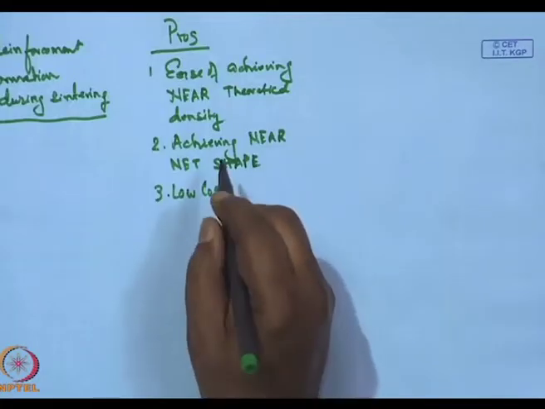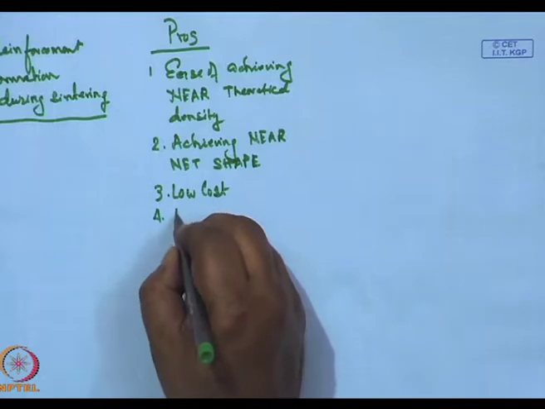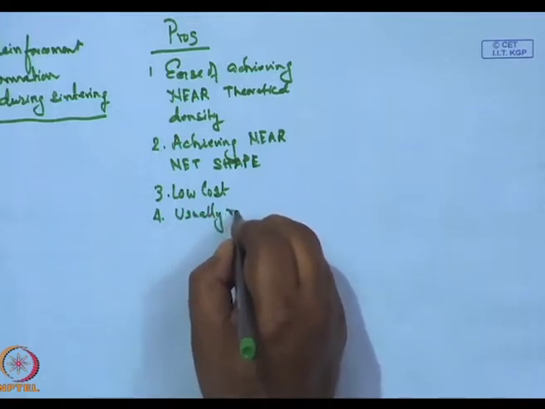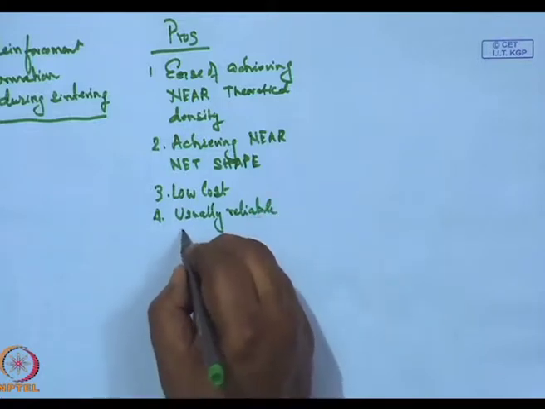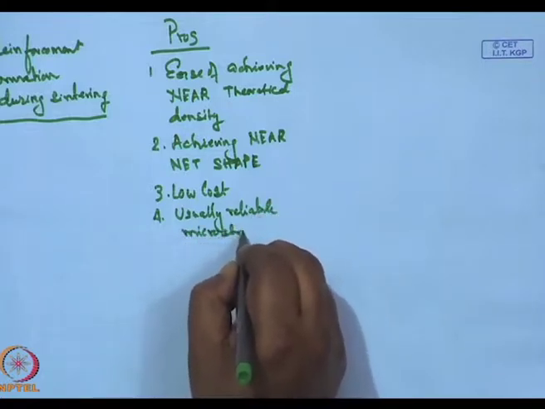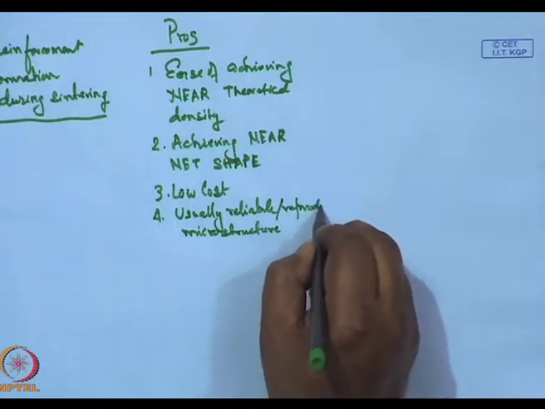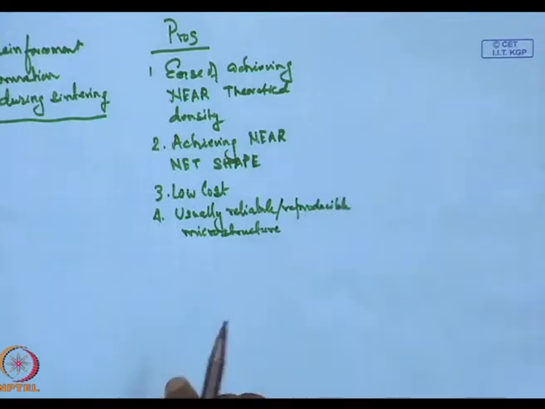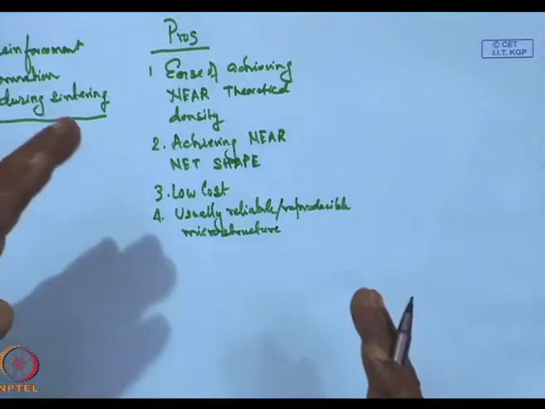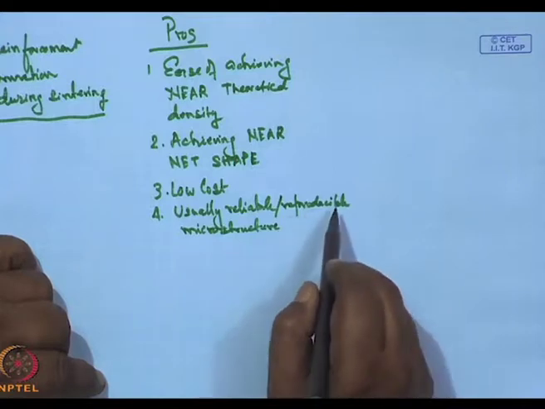Three is low cost. And four, usually reliable microstructure. Reliable, reproducible. So you can have zero batch to batch variation. Because if in one production run your beer mug gets one property and in another production run you get another property, obviously no one would buy it. So that's the most important thing, reliable or reproducible microstructure, because this is what controls the strength.